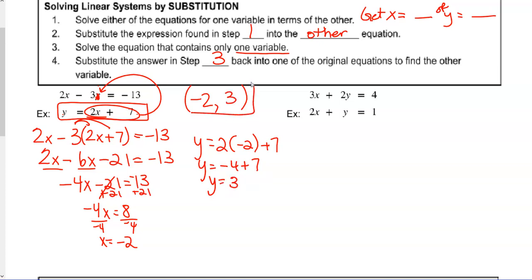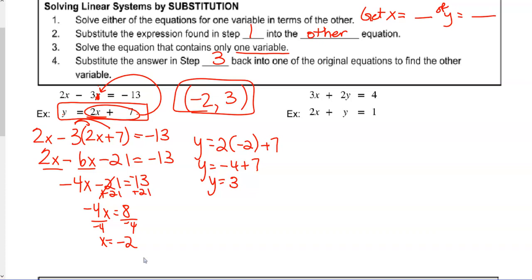Our final answer for a system is a point, or if it's an empty set, or if it's an infinite case, we would write the line in set notation. But again, most of the time we're going to see the intersecting lines cases. Okay? All right, very good.